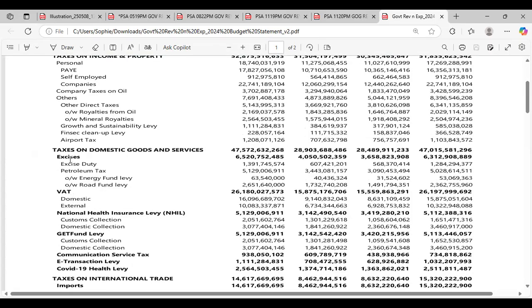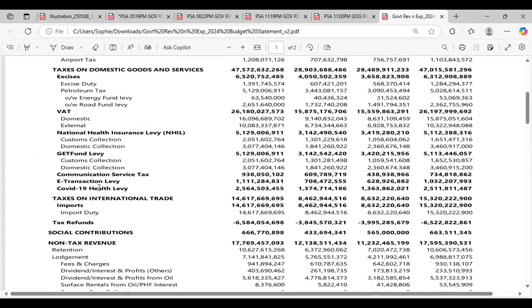Then when you come down, we have taxes on domestic goods and services. Obviously, these are going to be the indirect taxes. You see excise duties, petroleum duties, energy fund levy, and VAT itself. VAT domestic, VAT external. Then other forms of indirect taxes. Then we have taxes on international trade. So these are the things.